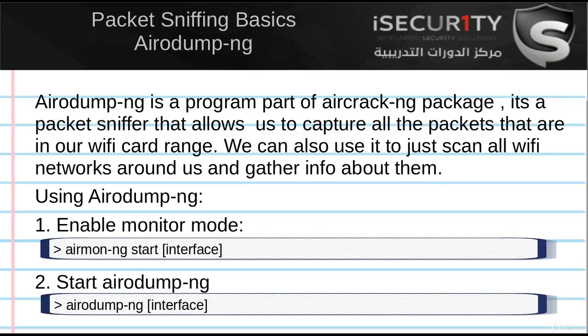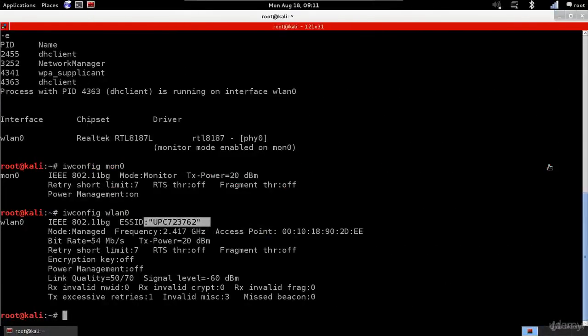We can run it against all the networks around us, so we'll collect any packets that are within our Wi-Fi range, or we can run it against a certain AP, or access point, so we'll only be collecting packets that are coming from a certain Wi-Fi network. We'll see how we run the program first.